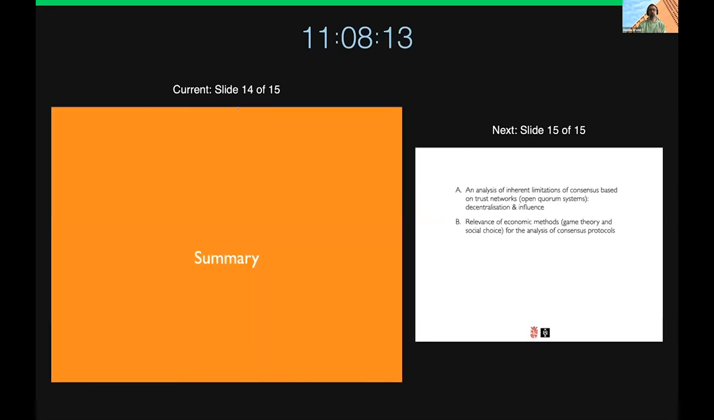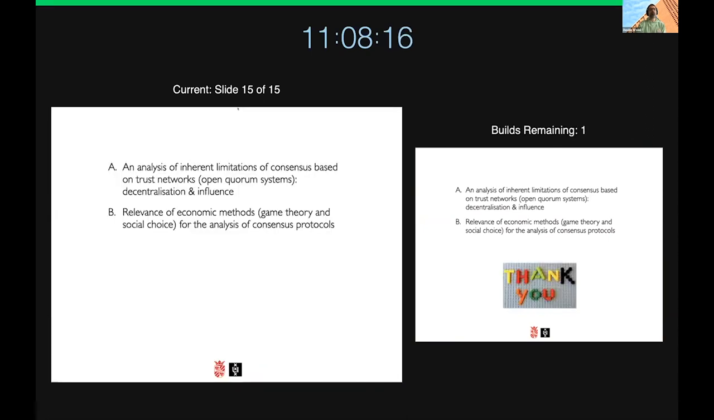Okay, so I'll just give a quick summary. What we tried to provide here was an analysis of inherent, theoretical limitations of consensus that is based on the trust network paradigm or open quorum systems. We looked in particular at the problem of decentralization, the extent to which such a model of consensus could be decentralized. And we made an attempt to put a number on the influence of players or nodes in such systems, to understand what effect nodes have, what power they have in determining consensus.